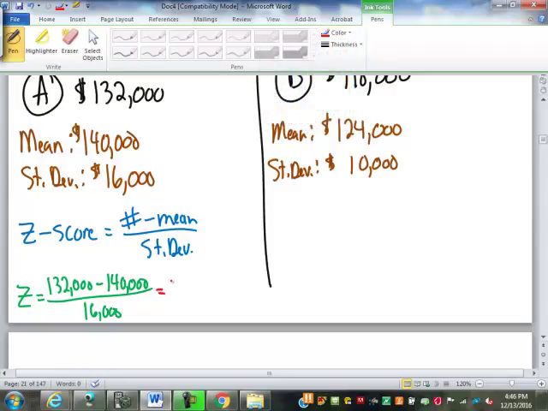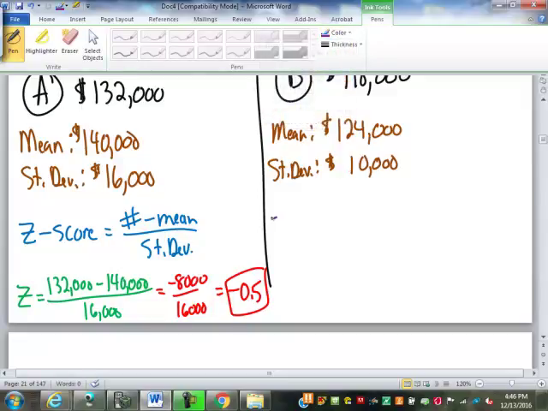So 132 minus 140 is a negative 8,000, divided by 16,000 is a negative 0.5. What that is saying, the negative means that that price is below the mean. It's less than the mean. The 0.5 is saying it's half of a standard deviation below the mean.